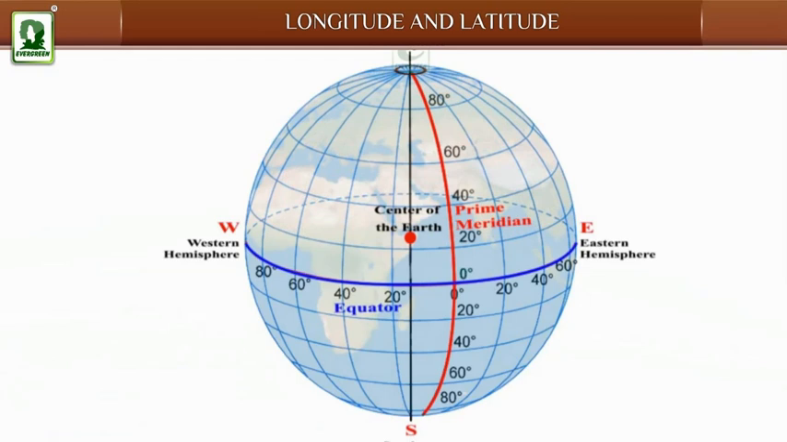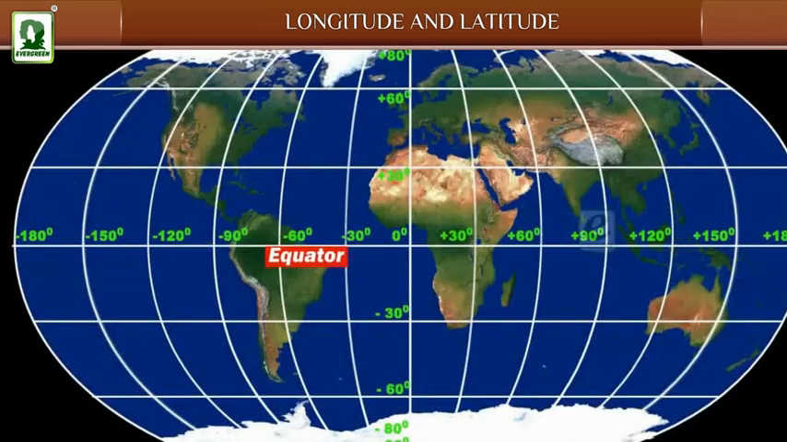Degrees of latitude are numbered from 0 degree to 90 degree north and south. 0 degree is the equator. There are 90 lines of latitude in the northern hemisphere and 90 in the southern hemisphere. The North Pole is marked as 90 degrees north and the South Pole as 90 degrees south.